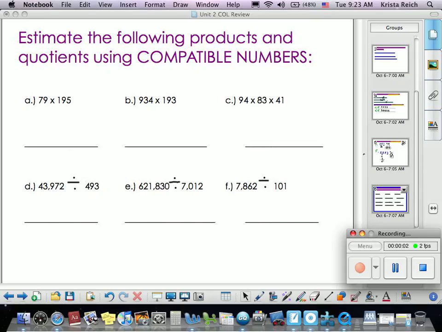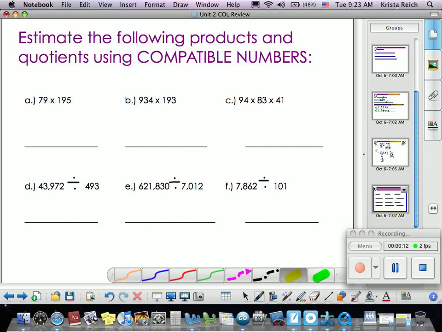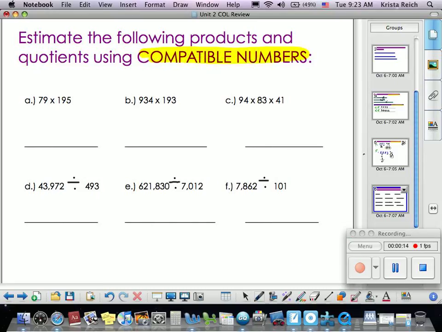One of the sections that I think a lot of people have some trouble with is estimation. And hopefully this will kind of clear up some issues with estimation. Guys, it's so important to use those compatible numbers.